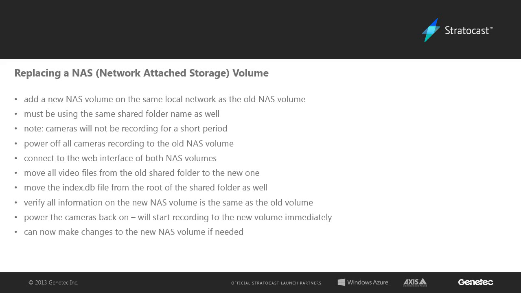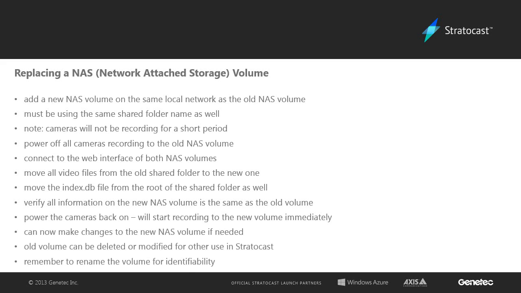If you need to make any changes to the settings of the new NAS volume, such as the IP address or password, you can make them now. Delete the old NAS volume from Stratocast if it's no longer needed, or modify its settings for use with another camera. Make sure the old and new volumes are easily identifiable within Stratocast.